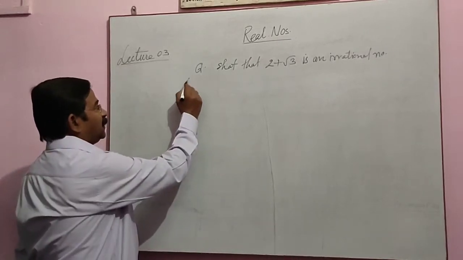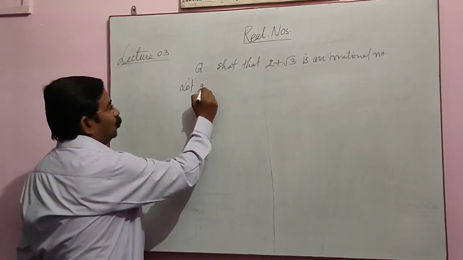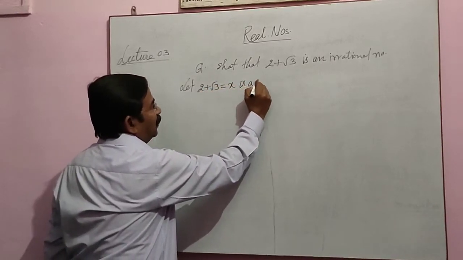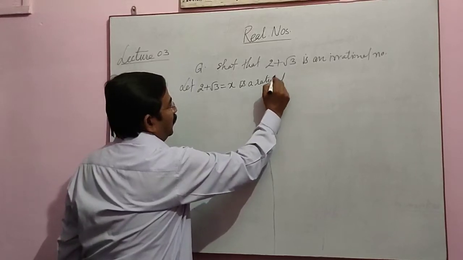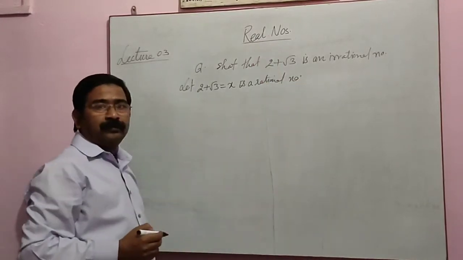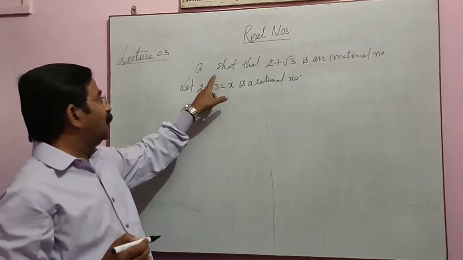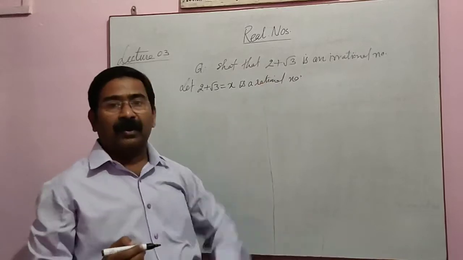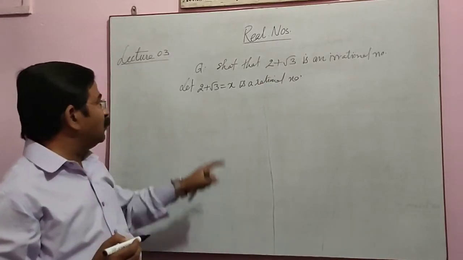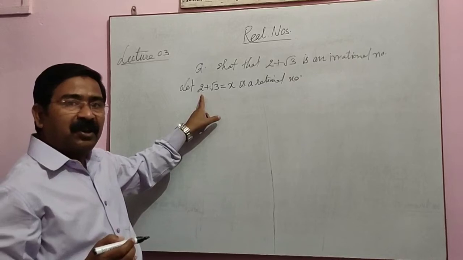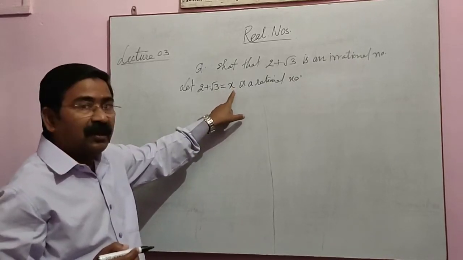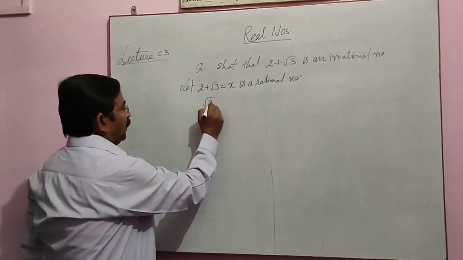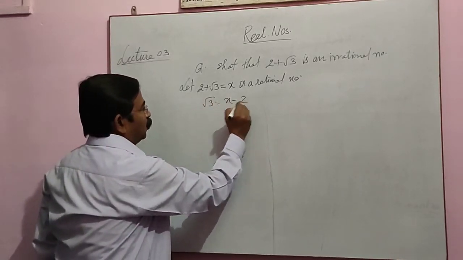Let's see the first method, the smallest method. Let 2 plus under root 3 is equal to x, a rational number. Now see, we have 2 plus root 3 is equal to x and x is a rational number. For solving this, what to do? 2 is rational and this side x is rational. Send this rational number towards rational number. What to do? Under root 3 is equal to x minus 2.